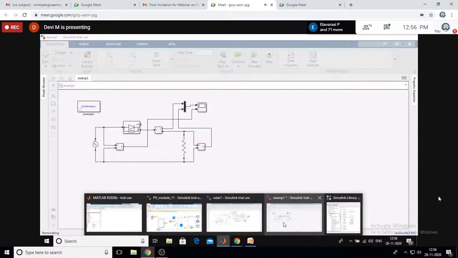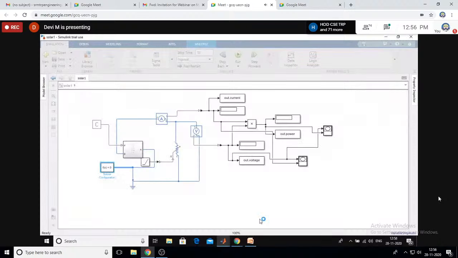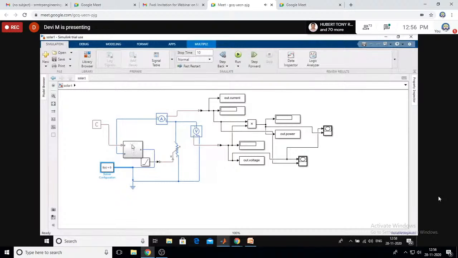So here I have a solar cell. I have used a solar cell which is available in my Simscape. It is in blue color, which indicates it is available in electrical systems. A shows the current sensor and B shows the voltage sensor, and this is the variable temperature. I have given variable temperature, and this is irradiation. I have given 1000 irradiation. The output current is measured over here, and the output voltage is measured over here, and voltage and current are multiplied to get the power.